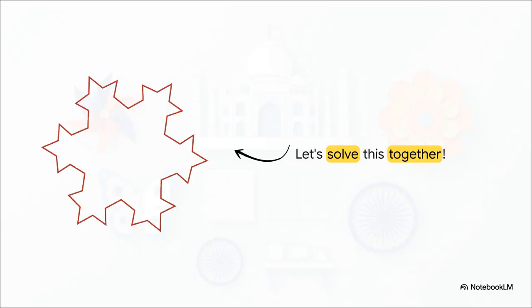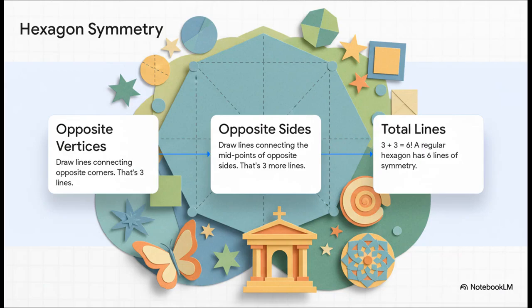First thing, don't panic when you see the shape. Just take a deep breath. We are going to solve this together, step by step. Okay, first let's draw lines connecting the opposite corners, or vertices. That gives us 1, 2, 3 lines. But are we done? Not yet. Now let's draw lines connecting the middle points of the opposite sides. That gives us 3 more. So we just add them up. 3 plus 3 gives us 6. A regular hexagon has 6 lines of symmetry.